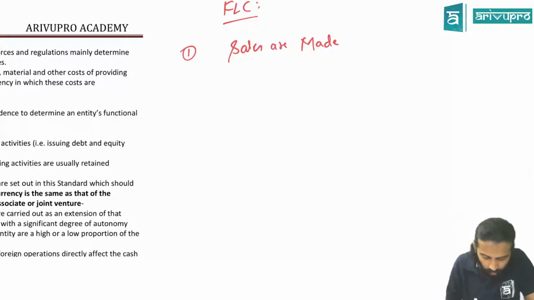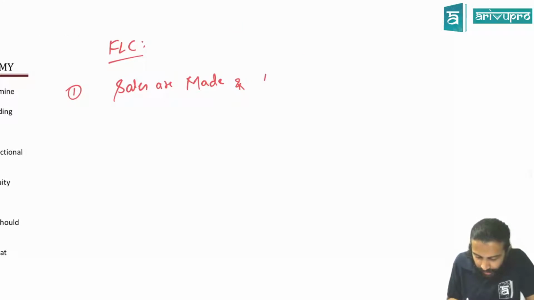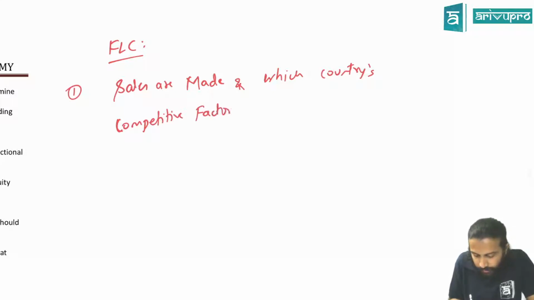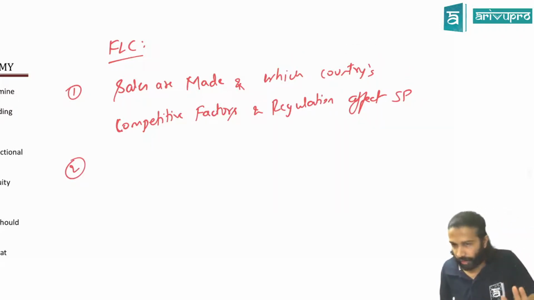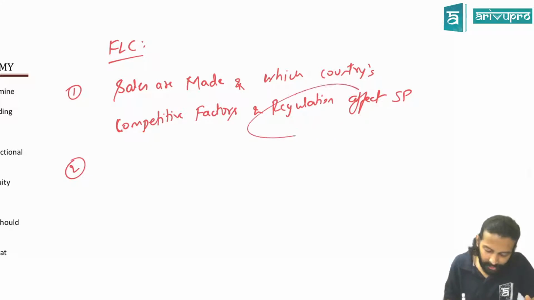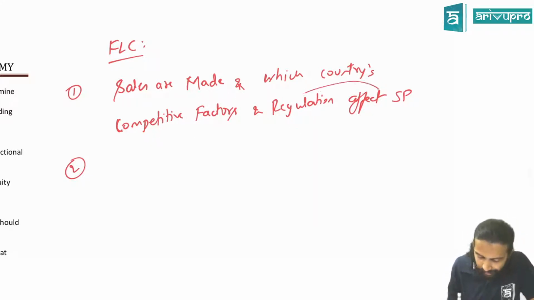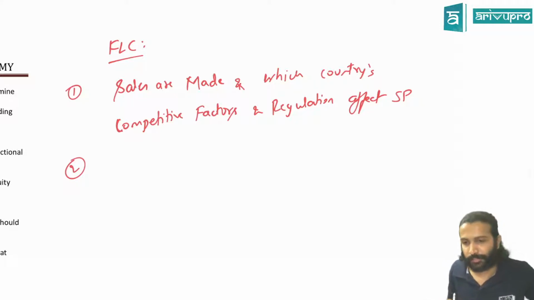Under sales, one more is there. Which country's economic factors or competition factors, which countries' competitive factors and regulation affect selling price. 2 things you have to consider here. Basically, in which currencies your sales are denoted and which country's competition forces and regulation affect the determination of selling price.